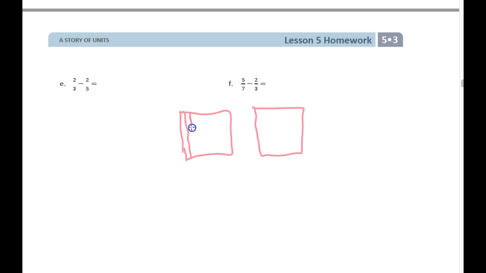1, 2, 3, 4, 5, 6. That piece is way off, way off. I'm going to try this one again because that looks just way too sloppy. Way too sloppy for me.